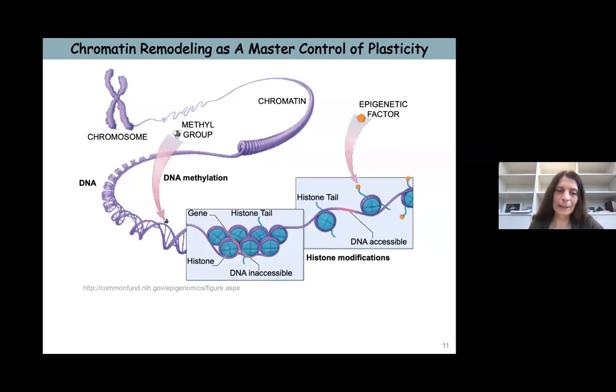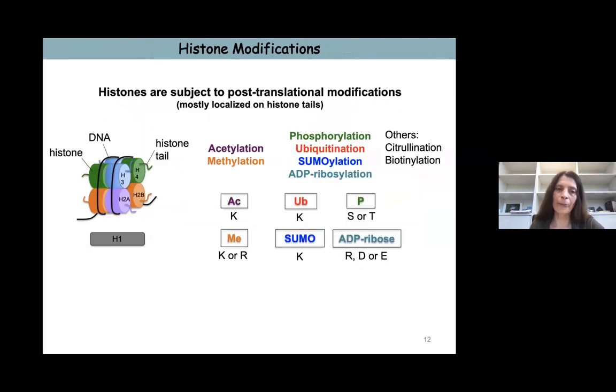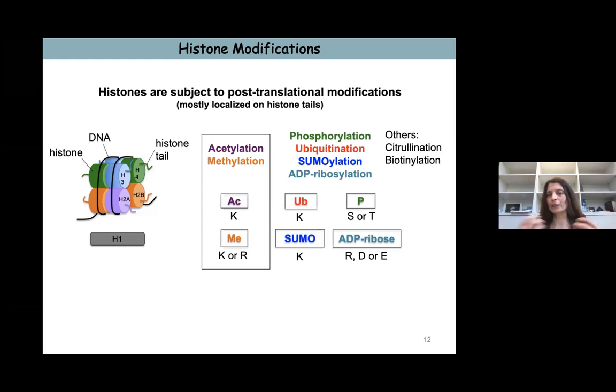So we work on that, and mostly we work on acetylation and methylation of histones, but there are actually many post-translational modifications possible on histones. They can be phosphorylated, ubiquitinated, sumoylated, ADP ribosylated, and many other modifications are possible. Potentially all these modifications can change the architecture of chromatin, and then the gene accessibility, and then the gene activity.